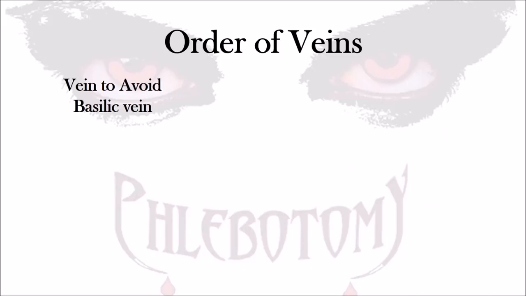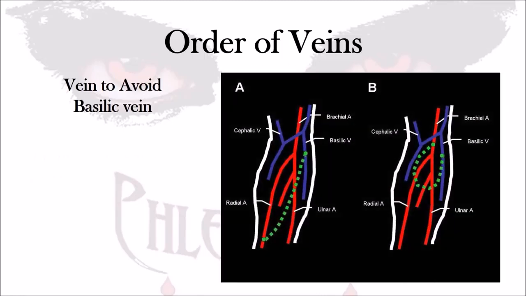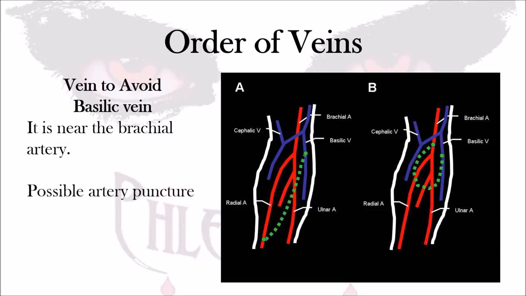Okay, so as I mentioned earlier, the vein that we need to avoid or even make an attempt on completely last is the basilic vein. The reason for this is because it is near the brachial artery. In fact, the brachial artery runs just underneath the basilic vein. So if you put two fingers over the basilic vein area, you should feel a pulse if you push down hard enough and wait. That is the brachial artery. We want to avoid the basilic vein because it is a higher risk of puncturing the brachial artery. In fact, we want to avoid any internal bleeding that can occur if we do puncture that brachial artery.